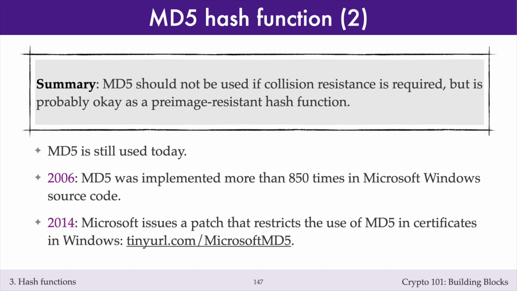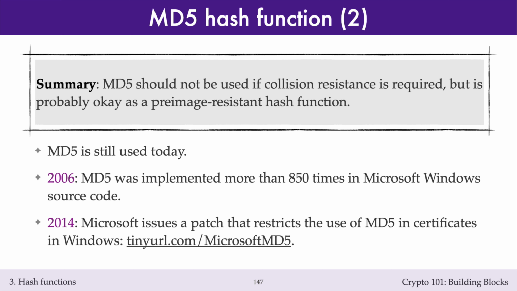MD5 is still used today. One reason for MD5's continued use is that it was widely deployed in the 1990s and the 2000s, and it's expensive and cumbersome to replace all these implementations. For example, in 2006, it was reported that MD5 was implemented more than 850 times in Microsoft Windows source code. In 2014, Microsoft issued a patch that restricted the use of certificates with MD5 in Windows.